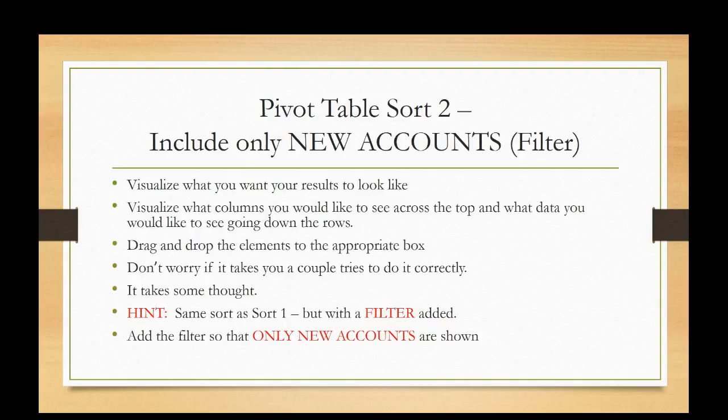Okay, to get further practice and to show you how to filter the results, we're going to start our second pivot table sort. So let's read through this slide together and then we'll go through it step by step in Excel. So visualize what you want your results to look like. Visualize what columns you would like to see going across the top of the spreadsheet and what type of data you would like to see going down the rows. Once you figure that out, you're ready to drag and drop the various elements to the appropriate box.